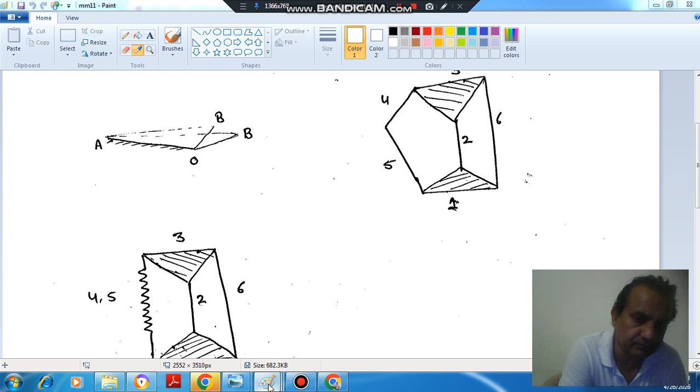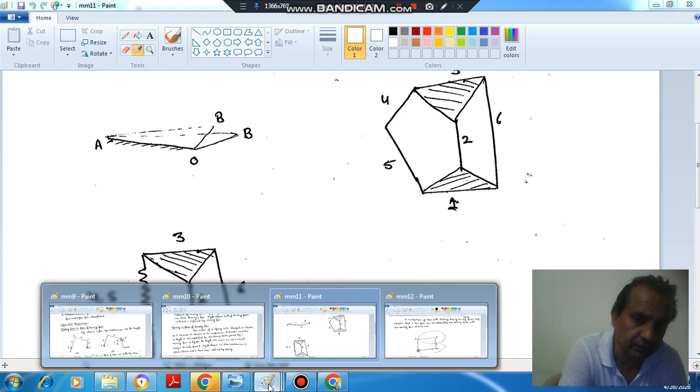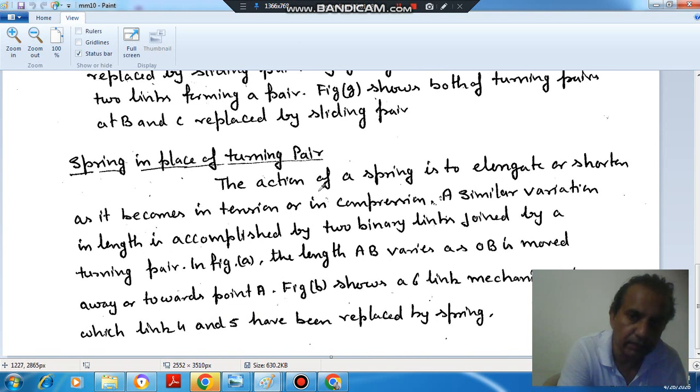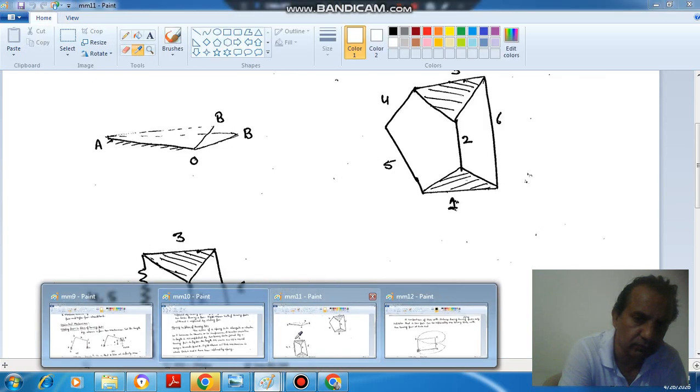So here, reading this out, spring in place of turning pair. The action of a spring is to elongate or shorten as it becomes in tension or in compression. A similar variation in length is accomplished by two binary links joined by a turning pair. In figure A, this is your figure A.